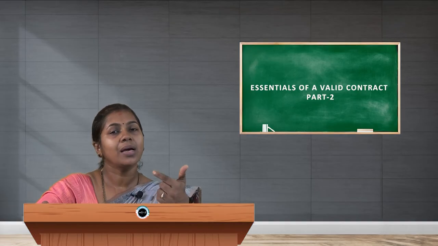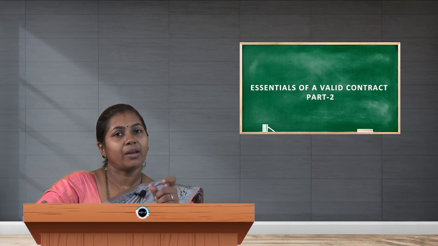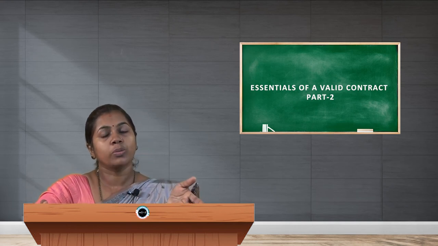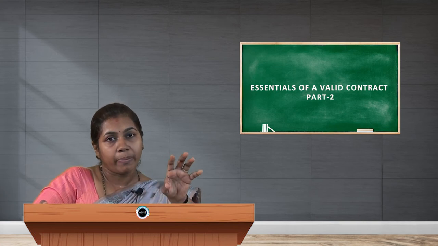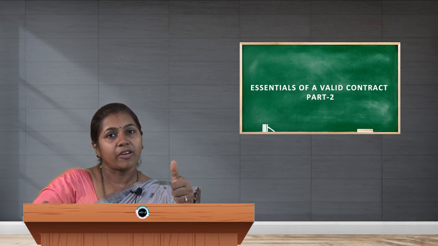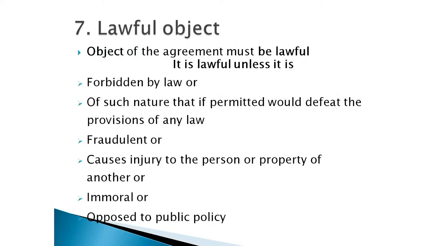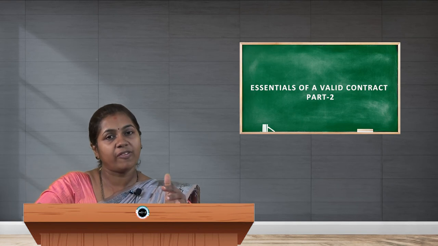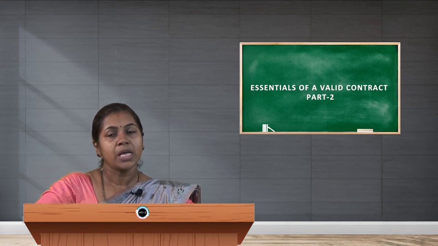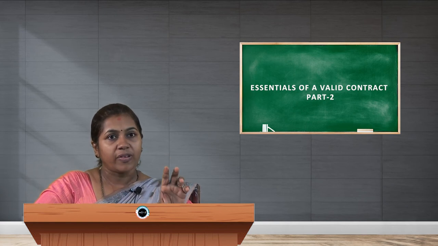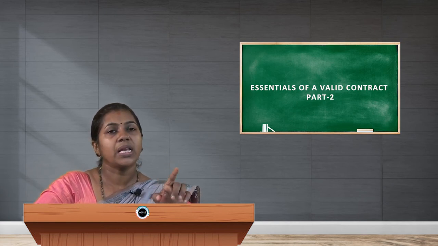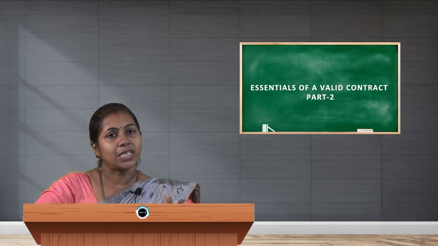For example, if there is an agreement between husband and wife where the husband promised to marry someone else while the first wife is alive, then if that is permitted, it will defeat the provisions of Hindu law. Or it is fraudulent, or causes injury to the person or property of another, or is immoral, or opposed to public policy. Say an agreement with an alien enemy for trade is opposed to public policy. So any agreement that consists of these objects is considered an unlawful object, which is not enforceable by law.